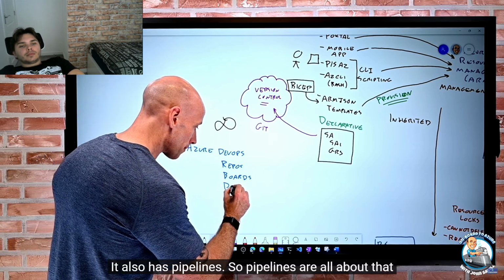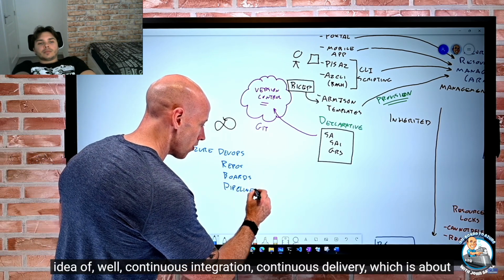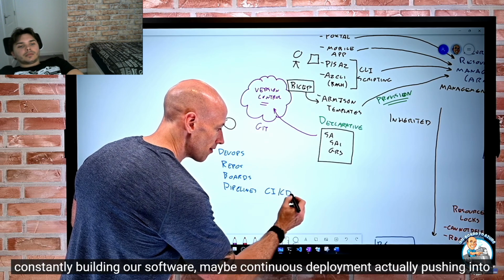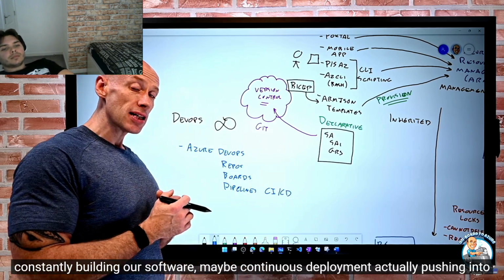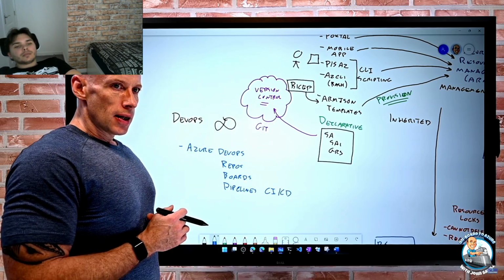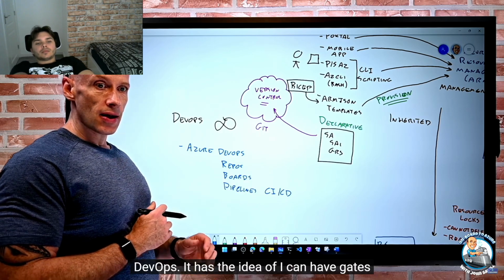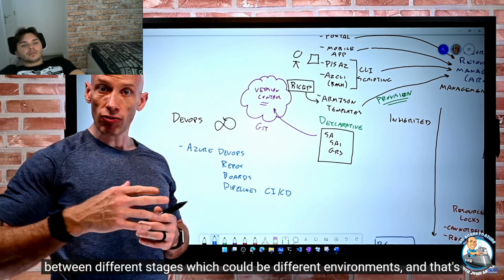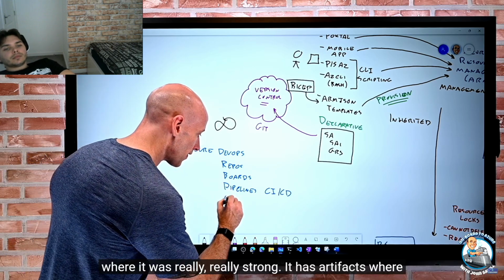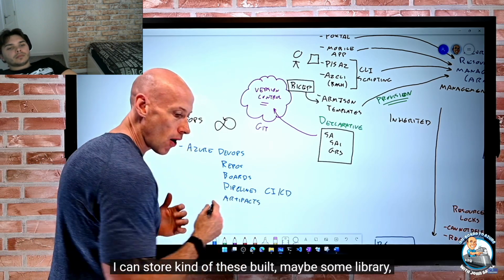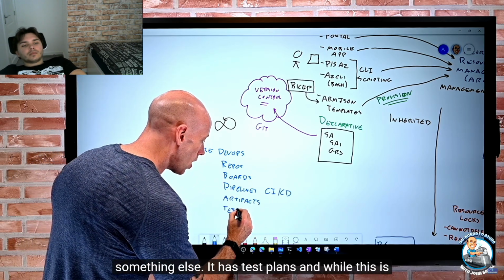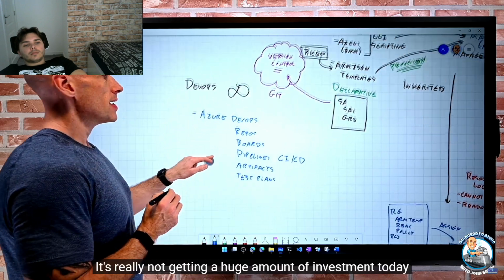It also has pipelines. So pipelines are all about that idea of, well, continuous integration, continuous delivery, which is about constantly building our software, maybe continuous deployment, actually pushing it into production as well. And that's been a very rich solution for Azure DevOps. It has the idea of I can have gates between different stages, which could be different environments. And that's something that's really, really strong. It has artifacts where I can store kind of these built, maybe it's some library, something else. It has test plans.